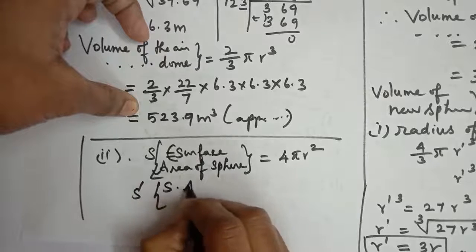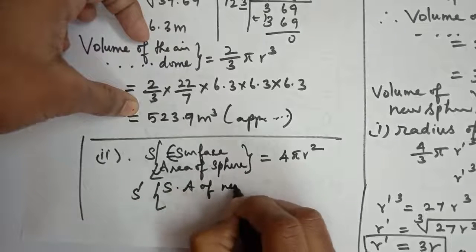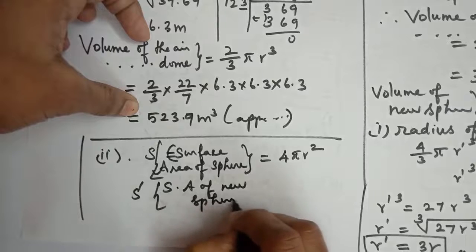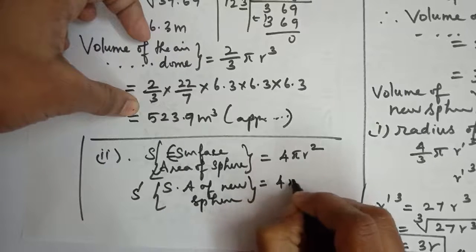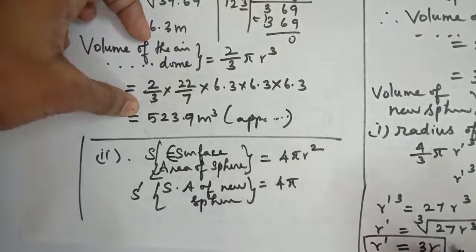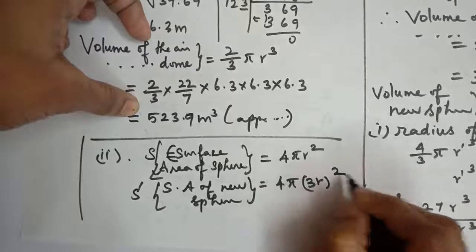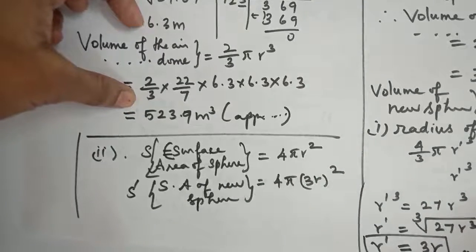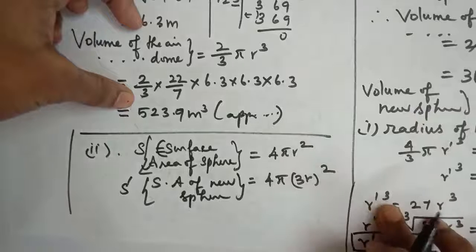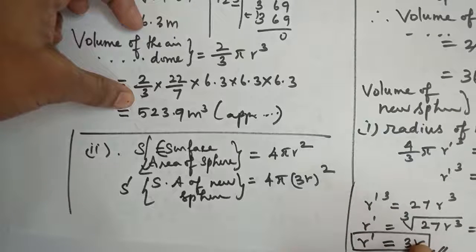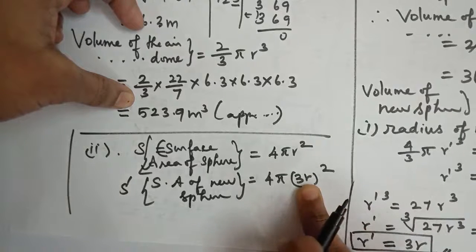Surface area of the new sphere is equal to 4 pi, what is r here? 3r, na? So 3r square. Is it clear? Because the radius of the new sphere is 3r, so here I have written 3r square. Is it clear?